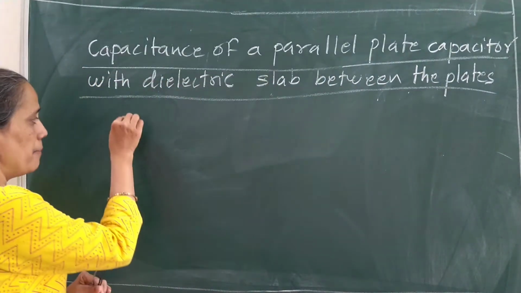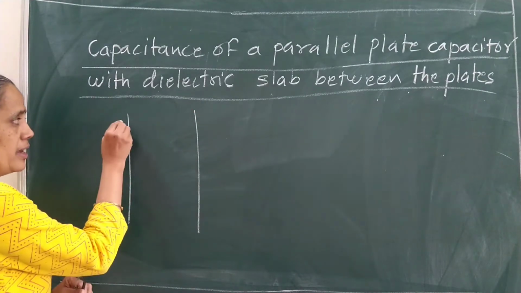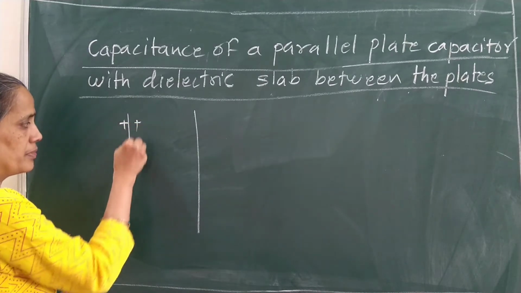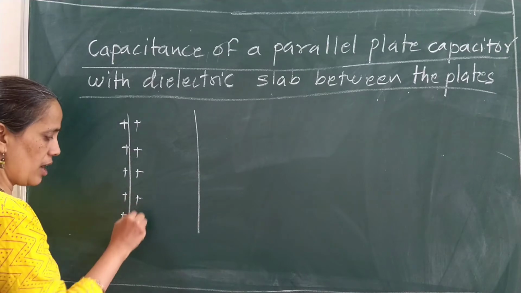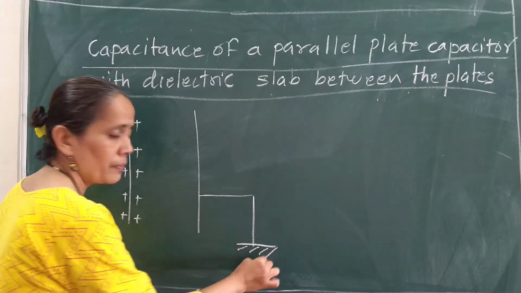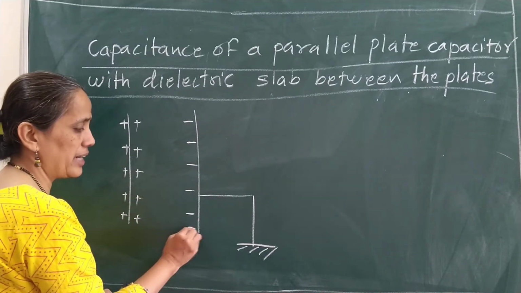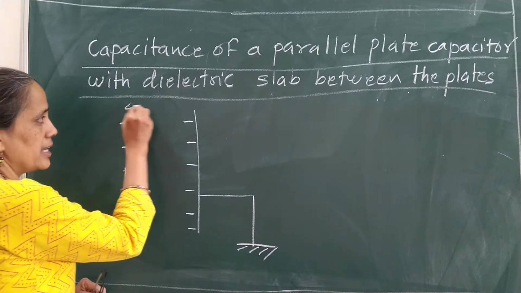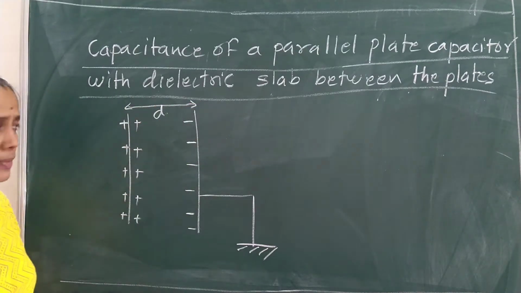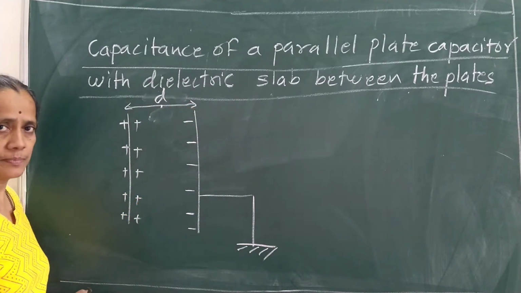Now what is a parallel plate condenser? A parallel plate condenser means there are two plates. Out of that, one plate is positively charged, and another plate is connected to earth. Therefore, negative charges are induced on the inner side of that metallic plate, and the spacing between the two plates is nothing but d.